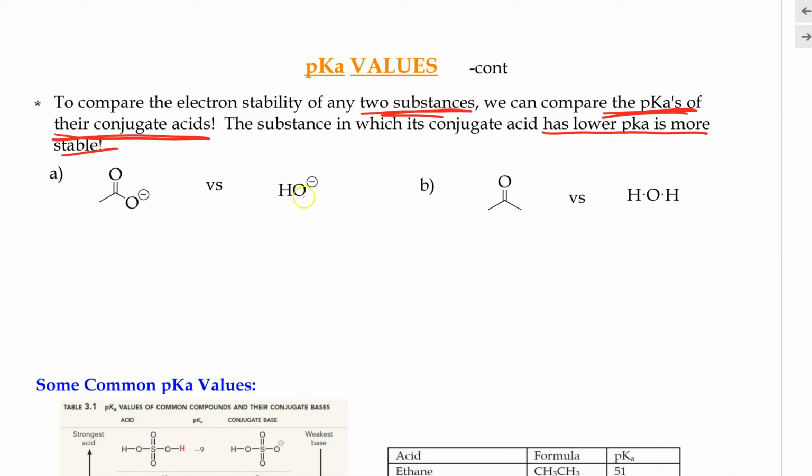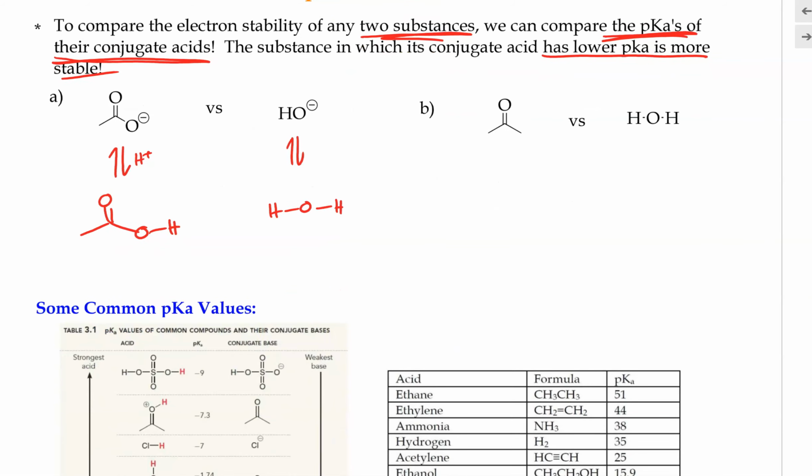Now we are given these in the negative form, so basically we are given this as the conjugate base right here. Therefore we need to convert this into its conjugate acid. The conjugate acid of acetate. And we can find the conjugate acid by basically giving a proton to this substance to form its bond. So in this case, when we give a proton to this, it would become acetic acid, and that would be the conjugate acid. And the conjugate acid of hydroxide, again by giving a proton to this, would then become water.